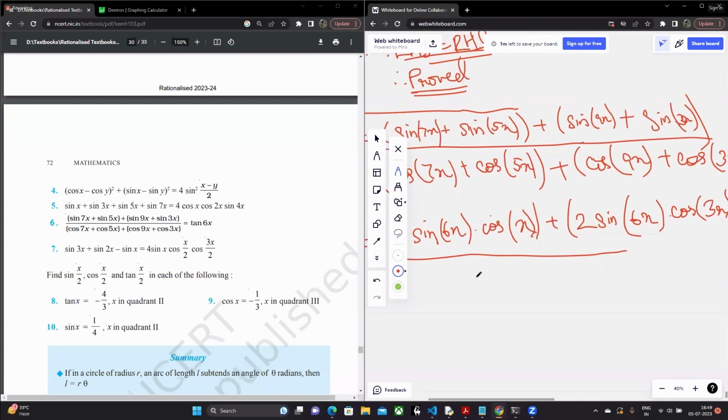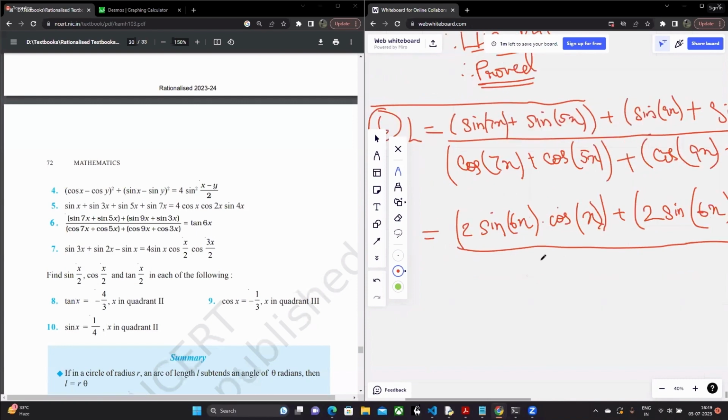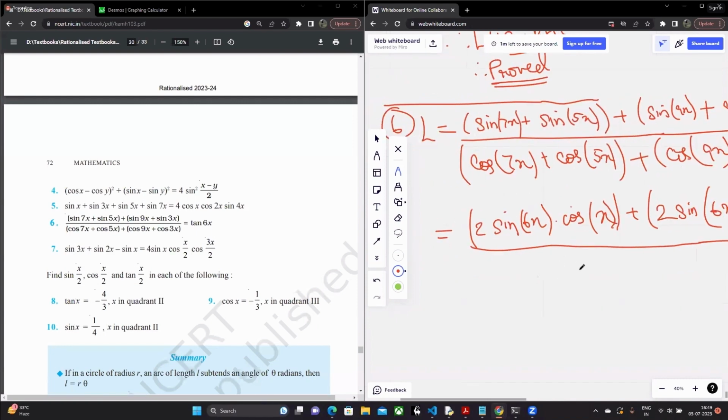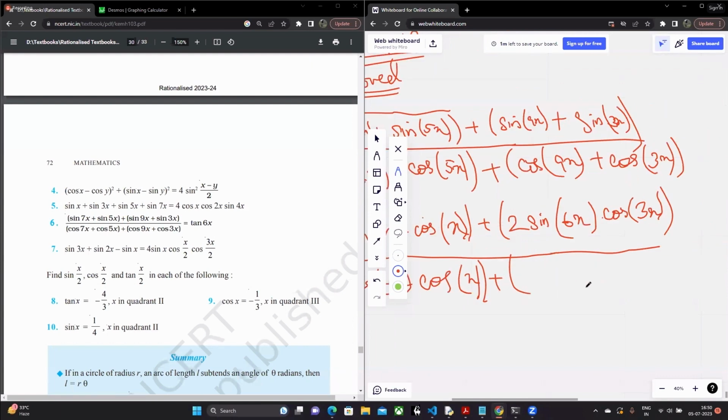this is cos A plus cos B, so you'll be left with 2 cos of 6x into cos of (A minus B) by 2, that is 2x. So you'll have a cos x term over here. Plus this is again 9x plus 3x, so you'll have 2 cos of 6x because 9 plus 3 is 12, 5 plus 7 is 12, and 12 by 2 is 6. Right? Into cos of, this is 9 minus 3, so that's 6, 6 by 2 is 3x.